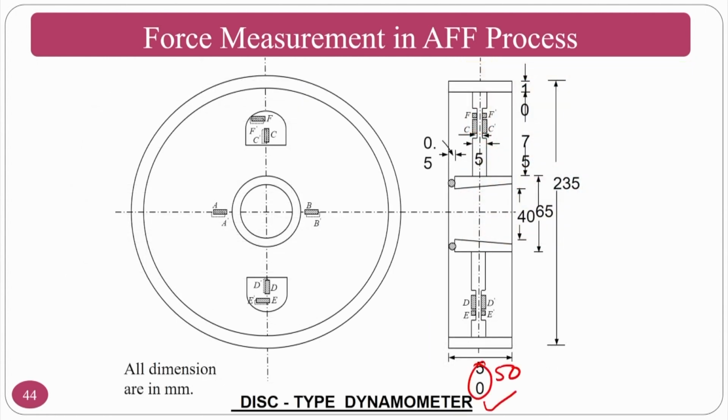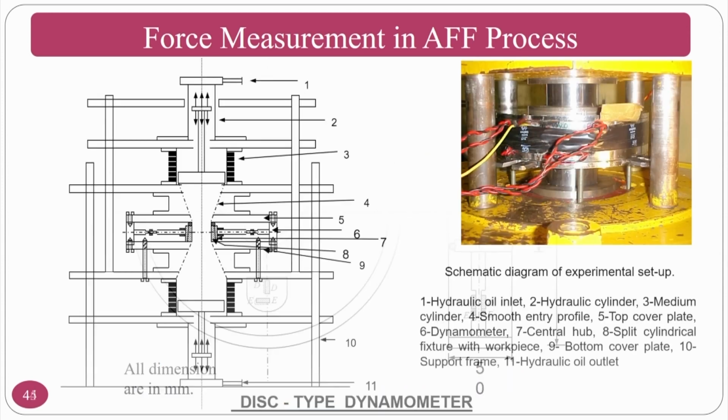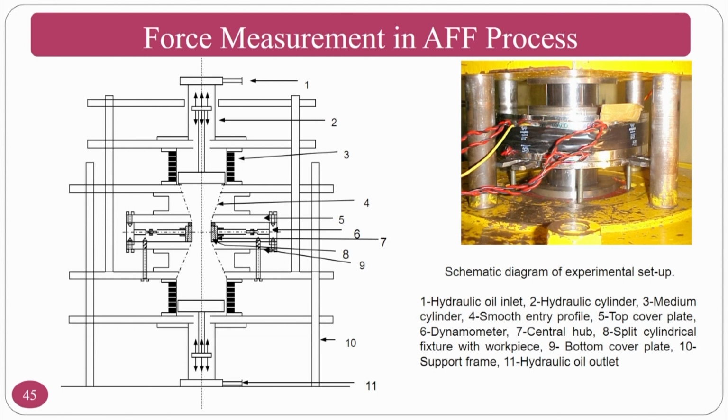The schematic diagram shows how they are mounting various sensors for measuring the axial and radial forces. This is the original image and this is the schematic image of how they mount the disc type dynamometer, wherein we have the medium cylinders on the top side and on the bottom side, which are forced by the hydraulic pistons so that the medium moves in the workpiece region.